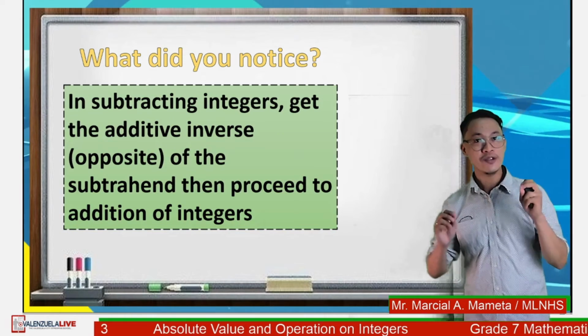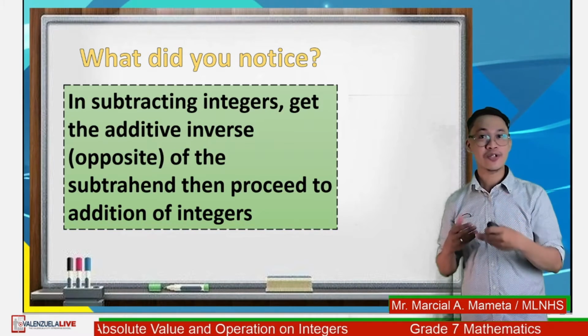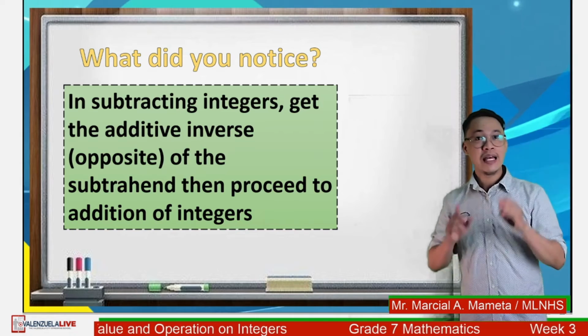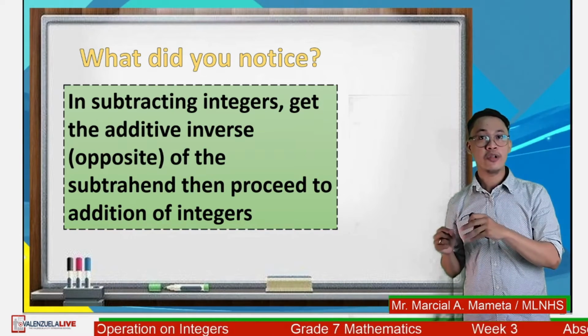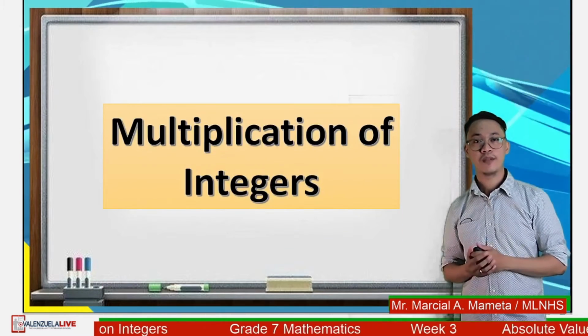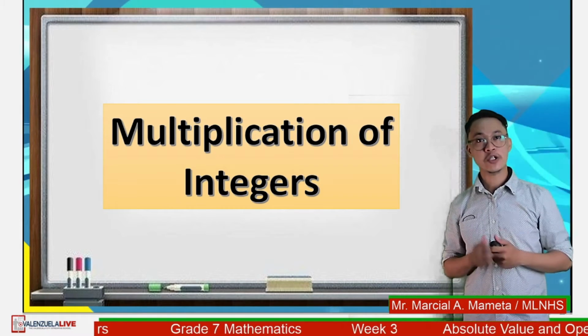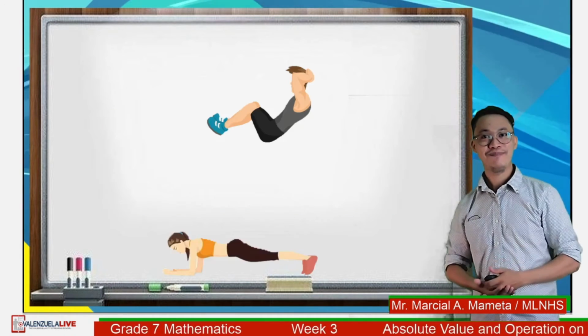What did you notice? In subtracting integers, get the additive inverse or the opposite of the subtrahend. Then proceed to addition of integers. Let's proceed to the multiplication of integers.